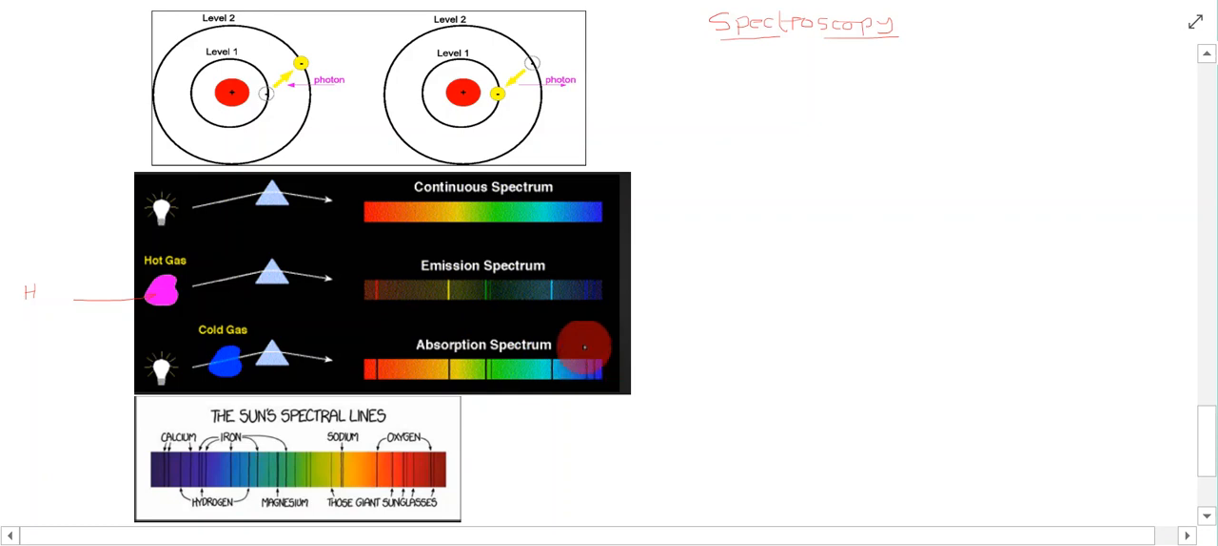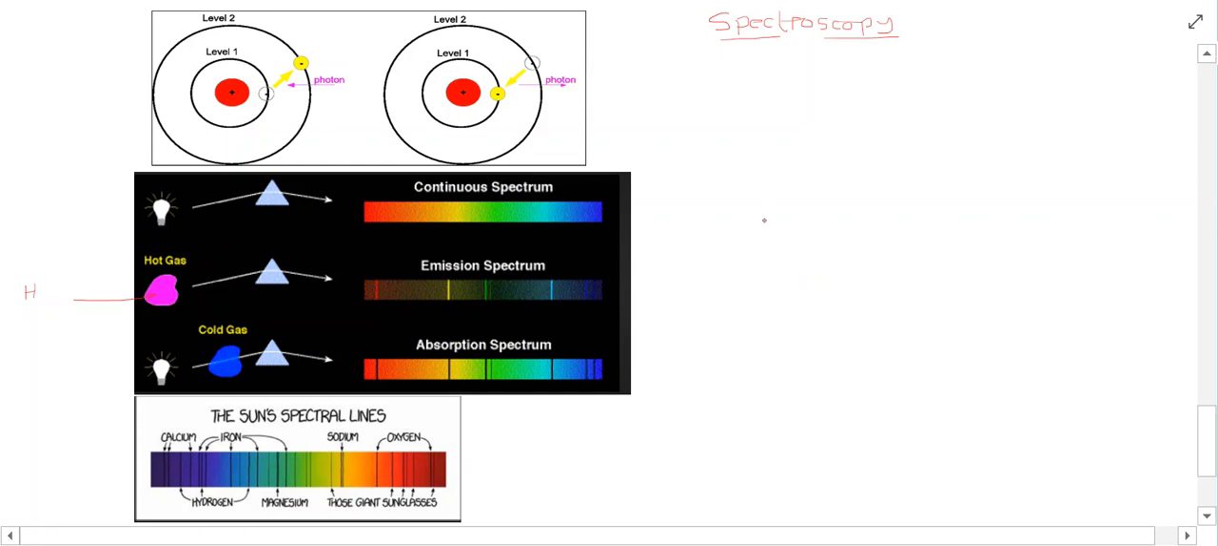So basically we can take light from the stars and pass it through a prism, and we can get these kinds of effects. We get what are known as spectrums, and this process is known as spectroscopy. So when we examine the light that's coming from the sun, we get this kind of effect here. We get a continuous spectrum, but there are particular bands that are taken out or absorbed. So what I want to do is explain where this comes from.